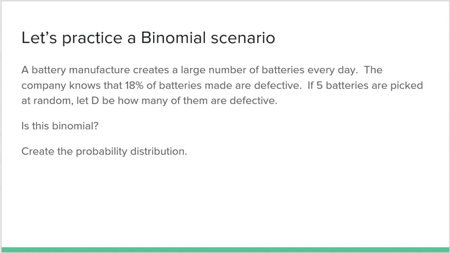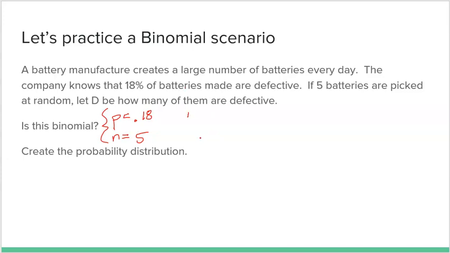Now remember, for a problem to be binomial, you must first be given a probability of success. So in this case, it's obviously a defective battery, but it's successful in the sense it's what I'm looking for. So the probability of finding a defective battery is 18%. You must also be given a set number of trials, which in this case, I'm told that I have 5 batteries. So this is shaping up to be a binomial problem because I have these two things. But then I've got to check my 3 conditions.